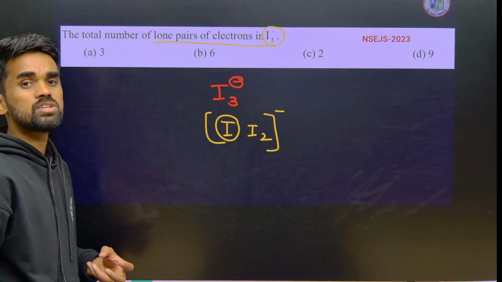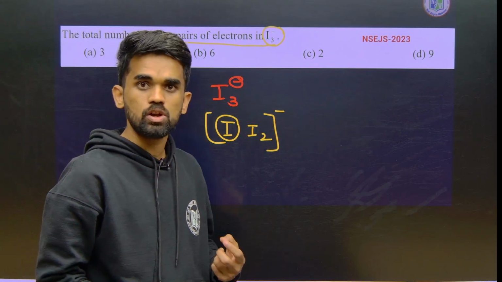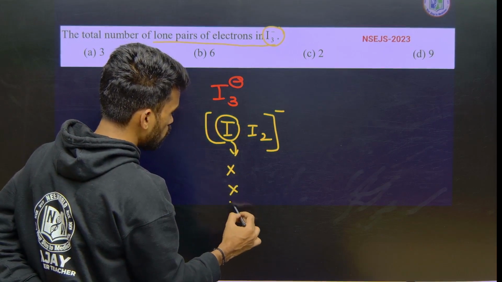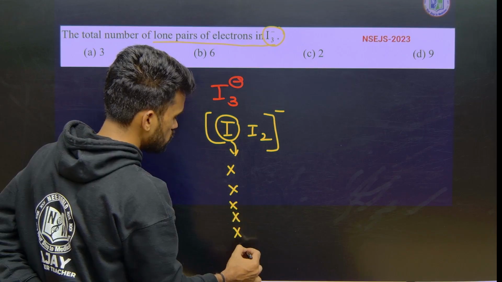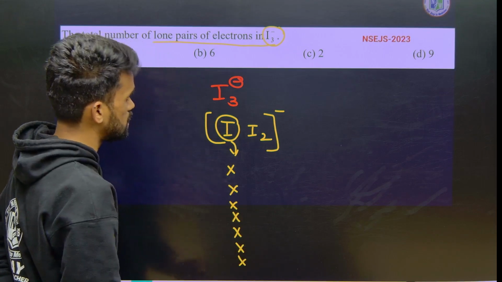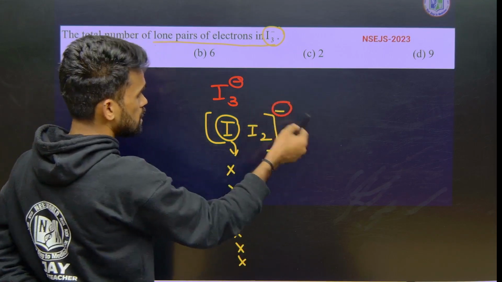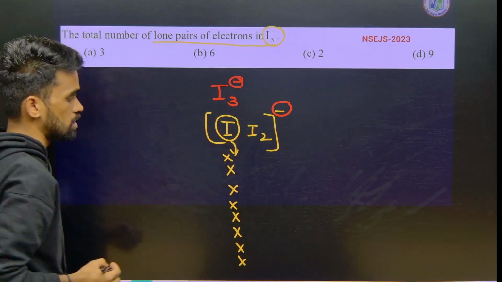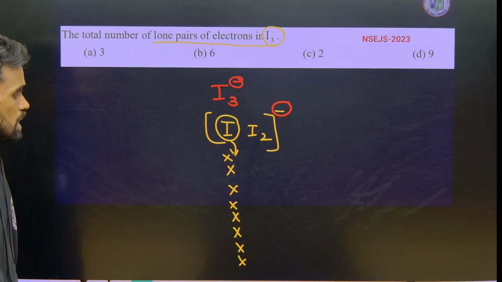So iodine belongs to which group element? 17th group, the halogen family. So write 7 valence electrons: 1, 2, 3, 4, 5, 6, 7 valence electrons are there. Along with that, one negative charge, so one extra electron is also added to this. So I am adding that electron also. So I have written 8 electrons like this, okay.